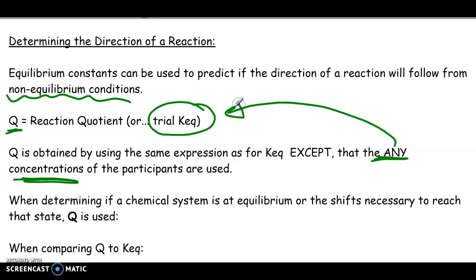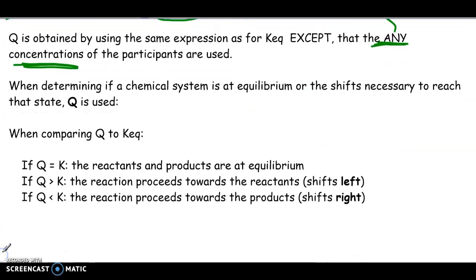Remember, the whole purpose is that it's a trial. We don't know if it's equilibrium or not. So from our results, from the calculations of our Q, we can actually determine if it's in equilibrium or not. And if it's not in equilibrium, we can determine what will happen for it to get there. So remember, Q is like your trial, like you're not sure.